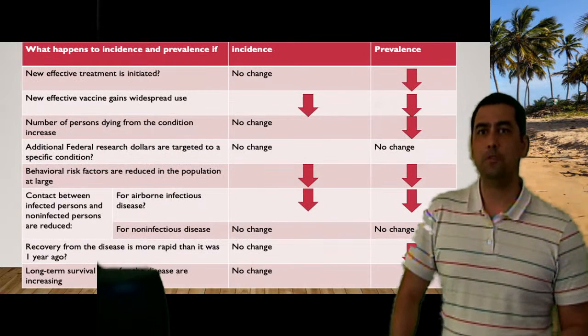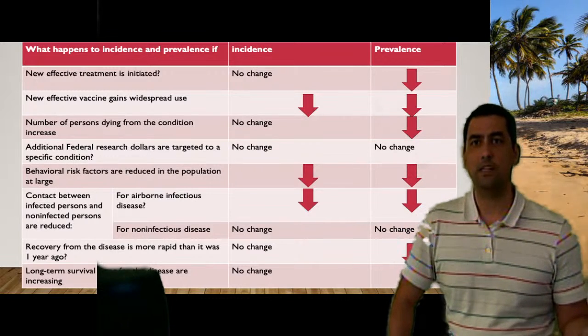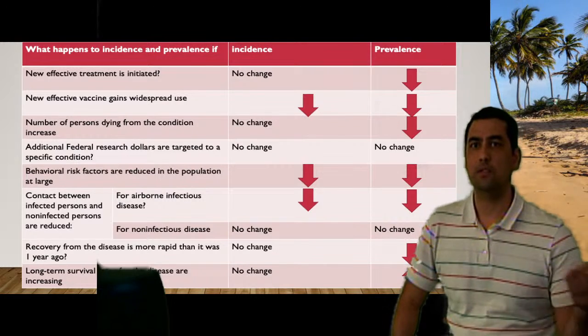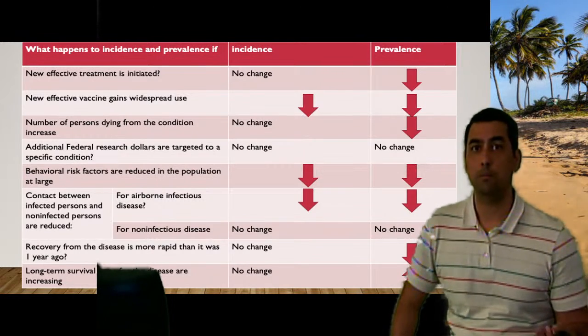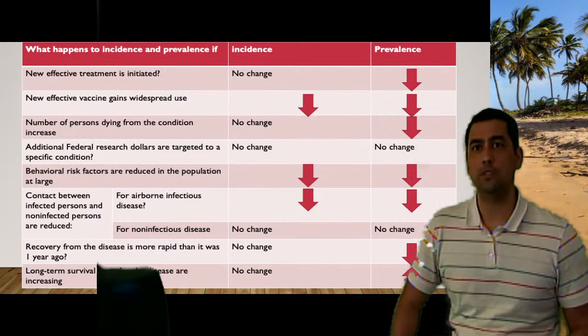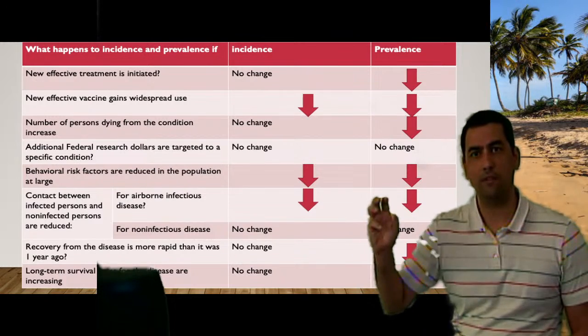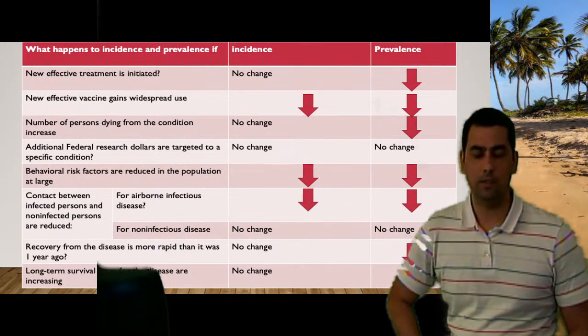So what happens with incidence and prevalence if a new effective treatment is initiated? The incidence has no change, but the prevalence decreases if you have a cure, okay? If you have it, you are out of the disease.